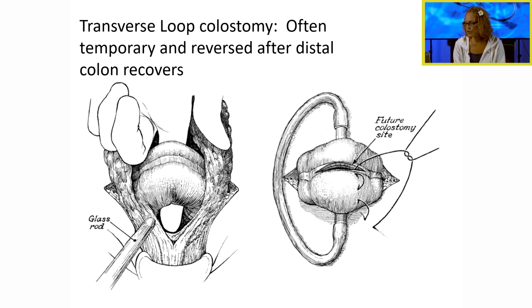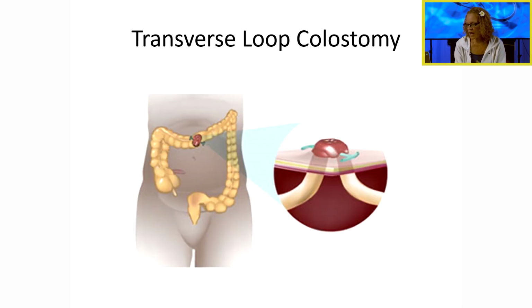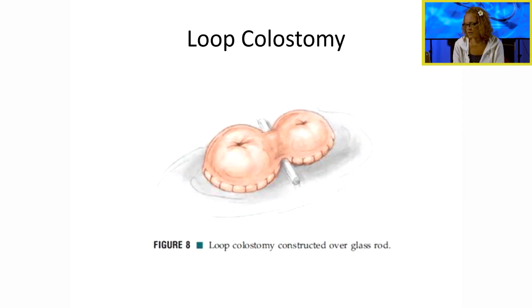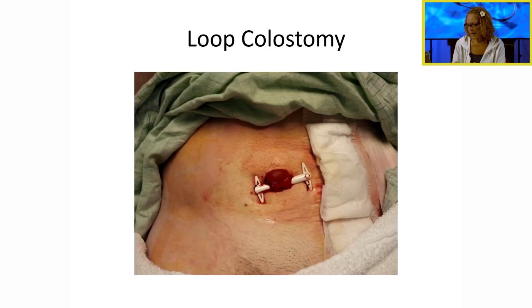So sometimes you will look at a colostomy and you'll see that there is this little loop underneath it, and underneath it is this little piece of glass or plastic that's holding it up onto the skin. So here we see an example of a transverse loop. Here's another example of a loop colostomy, and yet another.